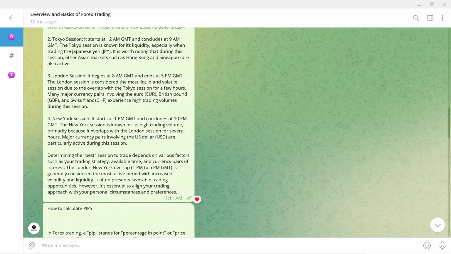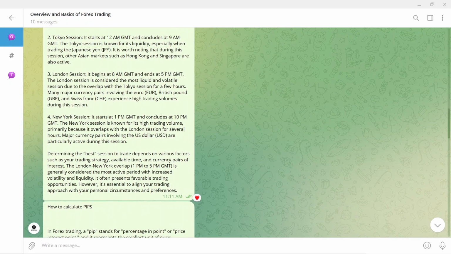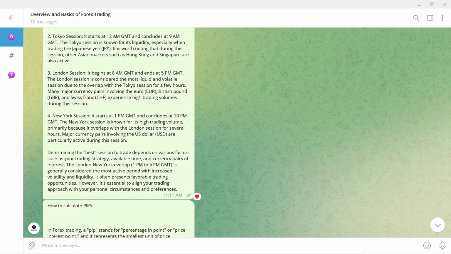For the last, which is the New York session, it starts at 1 p.m. GMT and concludes at 10 p.m. GMT. This session is also known for its high trading volume, probably because it overlaps with the London session for several hours. And major pairs involving the USD are particularly active during this session. So these are some basic knowledge you should know about trading forex.